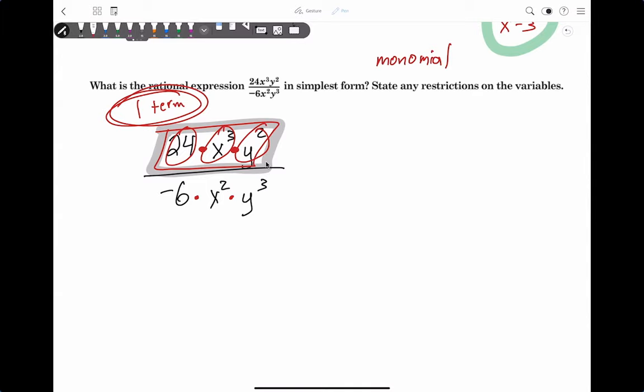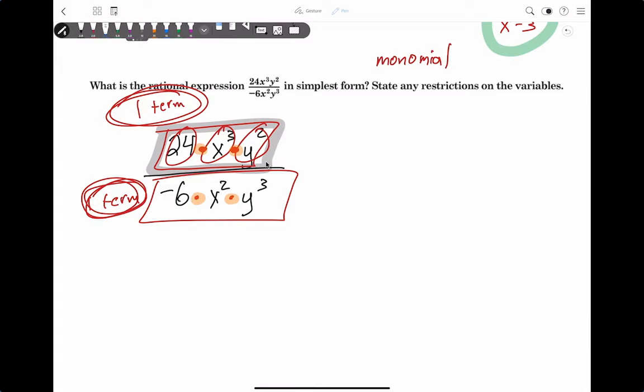Very, very important. Okay, same thing is happening on the bottom. You have one term that is glued together by multiplication. So this -6 monomial is glued together with x squared, which is glued together with y cubed, so that it becomes, again, one term on the bottom. And the reason why I say this is because now all we have to do is identify the multiplication pieces and cancel in between. Okay, so we've done this before.